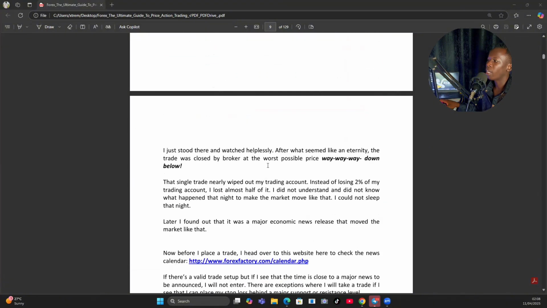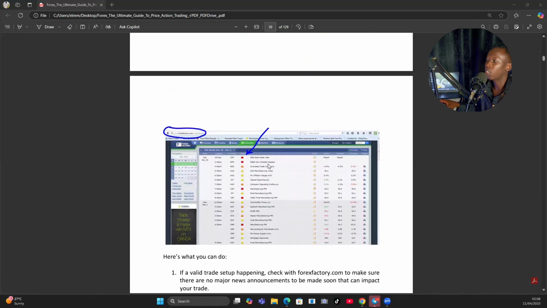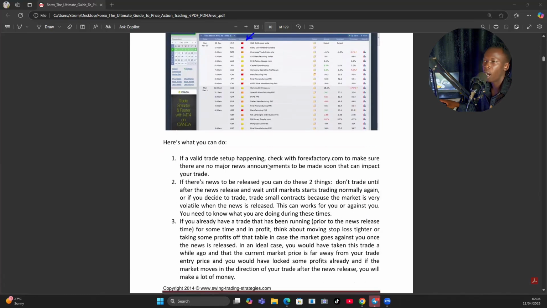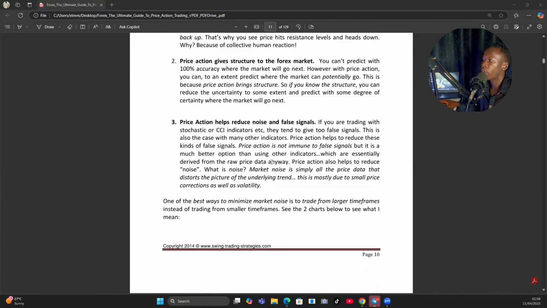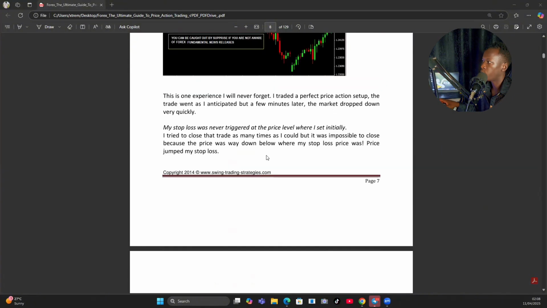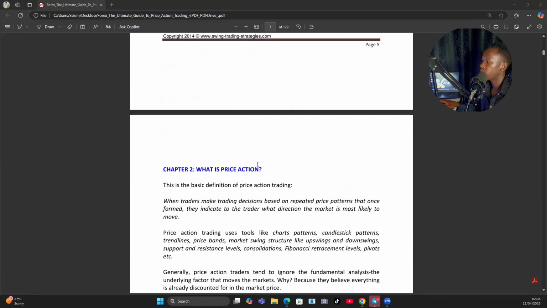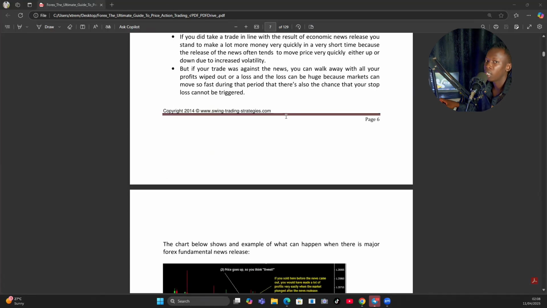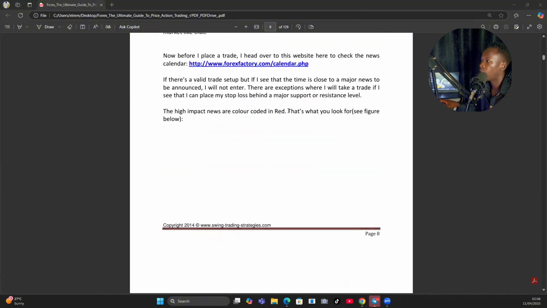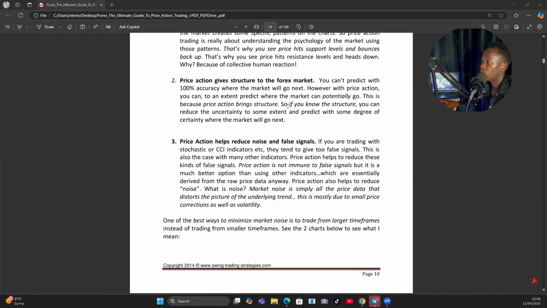So in price action, we follow market trend, like we follow chart patterns. Let me first show them to you here. We follow market swing structures like uptrend and downtrend. We follow support and resistance levels, consolidations, Fibonacci retracement levels, and pivot. We also follow candlestick patterns and chart patterns. That's what we normally follow in price action, the price action strategy.